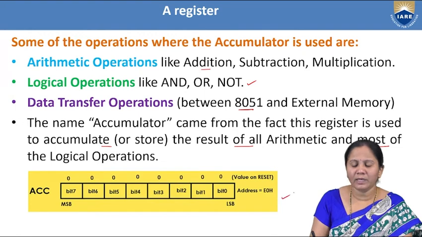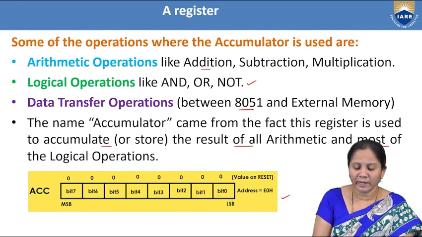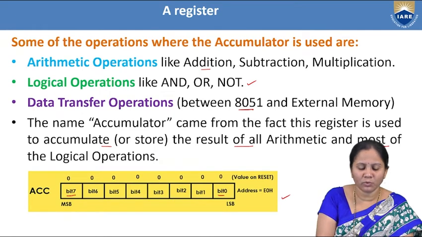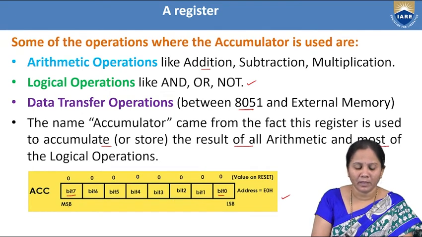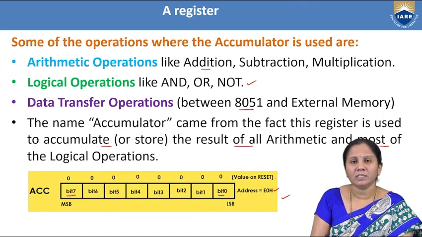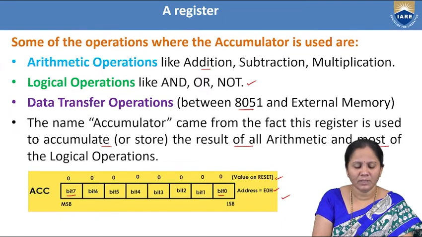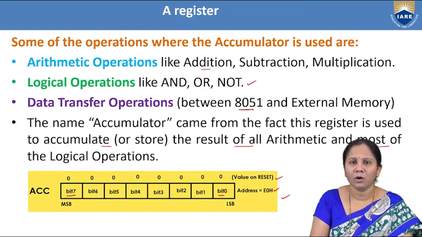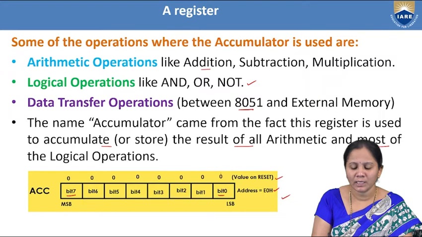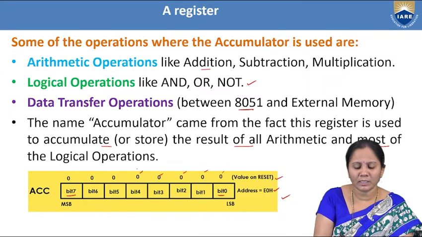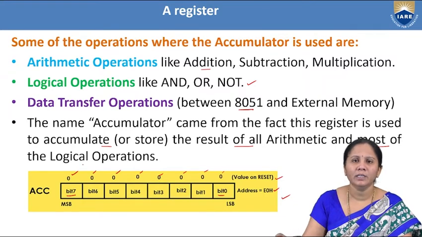This accumulator is an 8-bit register. So it has 8 bits, from bit 0 to bit 7. And this accumulator has the fixed address E0. When the accumulator is reset, this register will hold all the bit values as zeros. So during reset, the accumulator value will be 0.